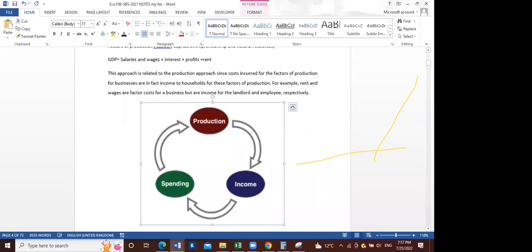So you can see that all of these methods that we are using, the production method or the value added method, the income method where we are adding the salaries and wages, as well as the spending method where we are measuring the expenditures by all of the spending elements within the economy, give us the same value of GDP. That means that in any economy, production should equate to income as well as spending.